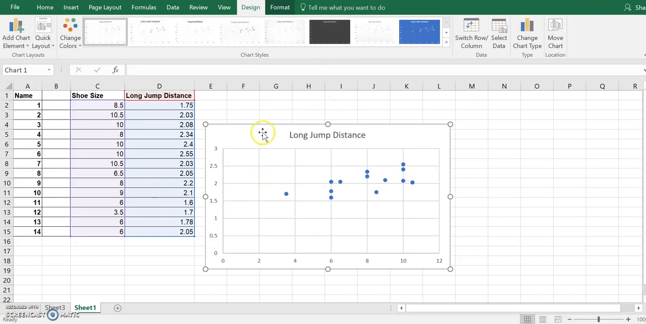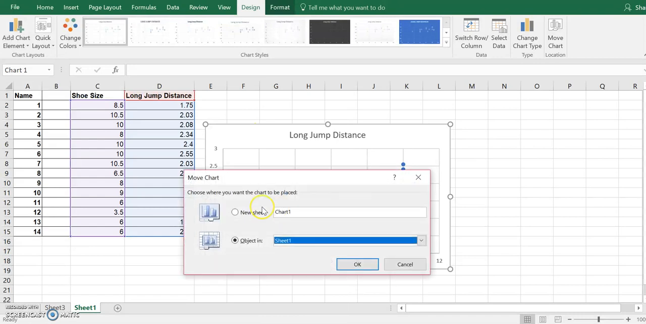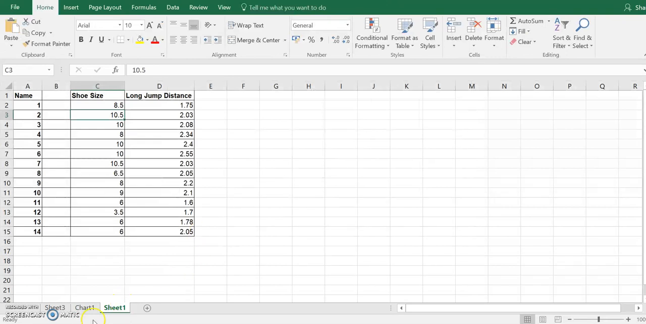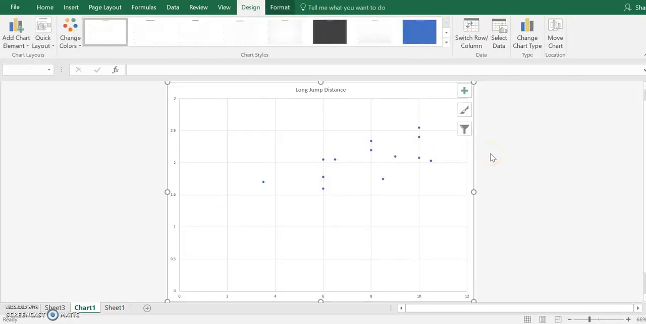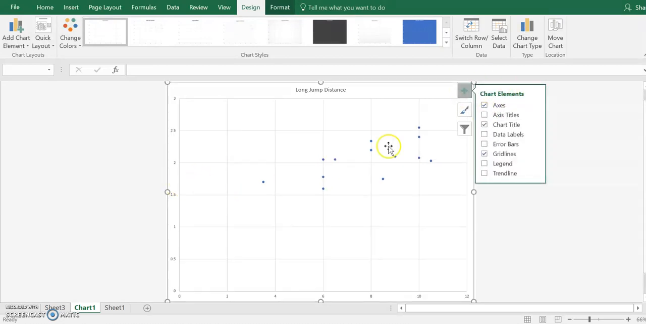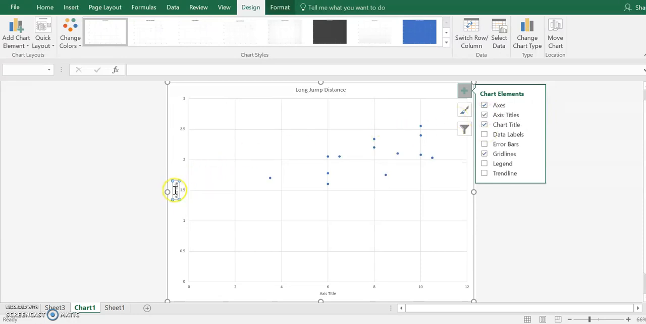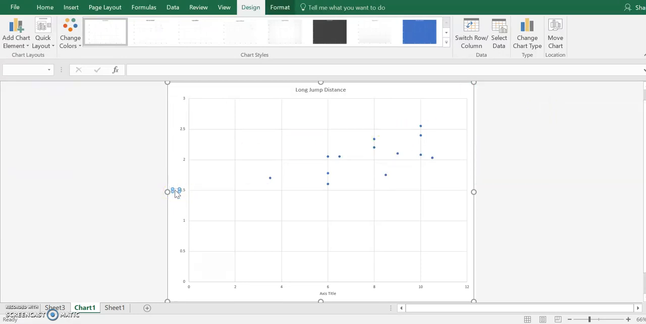So this is our graph. I'm just going to move it to a different sheet so we have it separate. So here we go. Now we can just mess around with it a little bit. So title axis on. This is your jump distance in meters. Down the bottom is what's the work, so shoe size, and then a title for what that is.